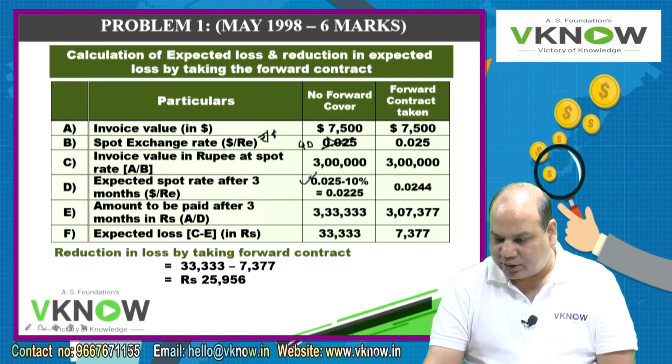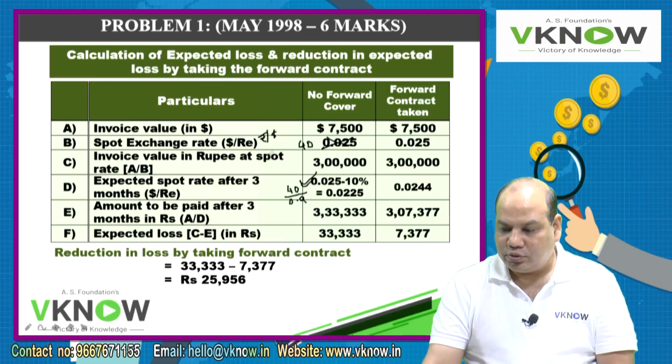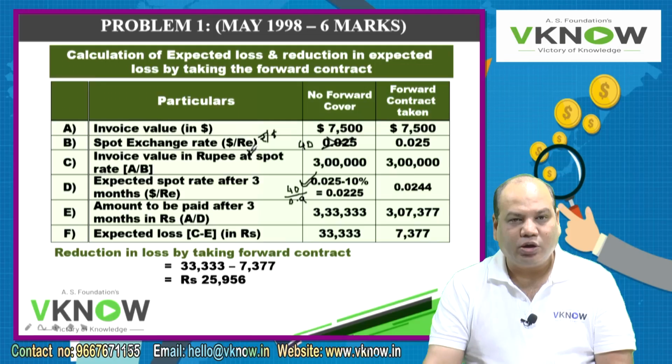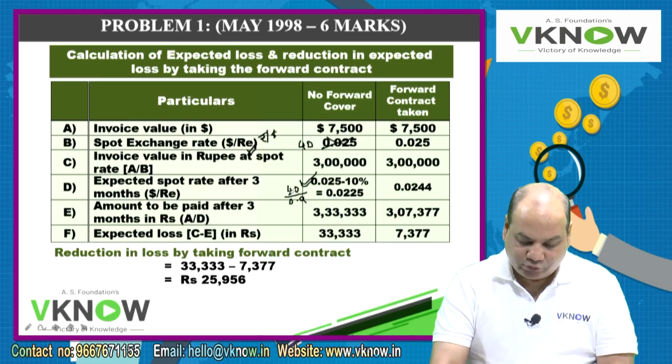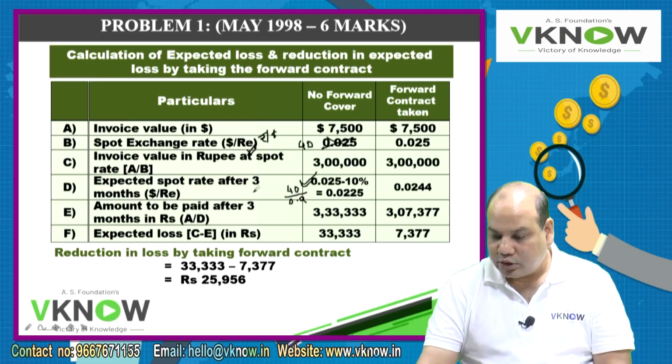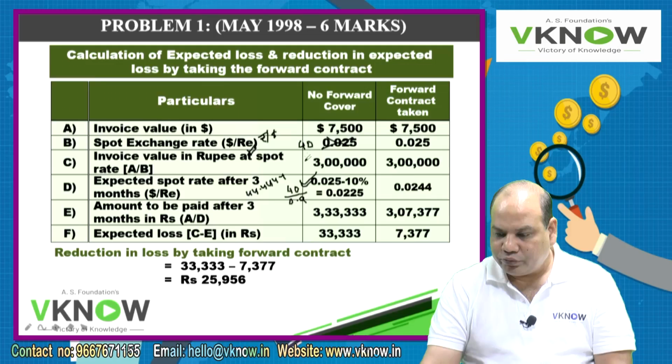And what about this expected rate? Expected rate will become 40 divided by 0.90. If the rate is given dollar per rupees and they are giving you rupee depreciates by 10%, it means dollar will appreciate but not by 10%. So to get the rate for dollar, I will take 40 divided by 0.90, which comes to 44.4444.